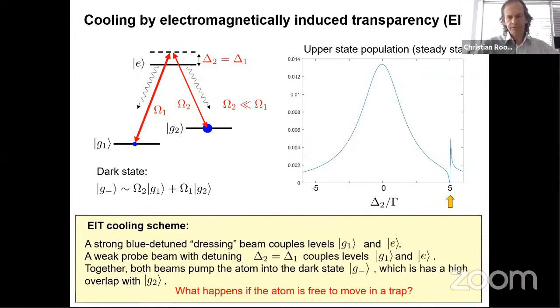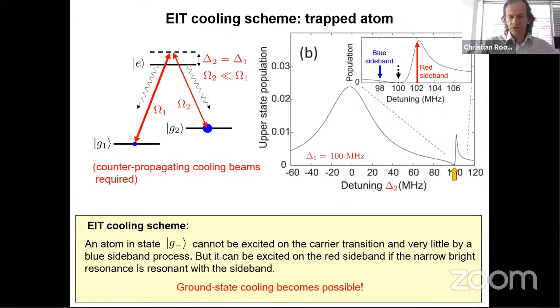And this feature corresponds to coupling the state G2 to a dressed state that results from the interaction between the state G1 and the excited state, dressed by the laser light of laser number 1. And the question is now, what happens if we do not consider an ion that is fixed in space, but instead an ion that is free to move in a trap, in a fairly confining trap? In that case, here you see once again this absorption profile in a bit more detail.